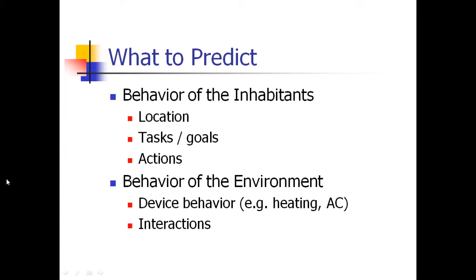Next one is the behavior of the environment. If you are studying about the environment, not about an inhabitant, then device behavior, that is how hot it is, or whether it is a chilled one, or whether it is windy or sunny, like that. Next one is interactions, how they are connected with each other.